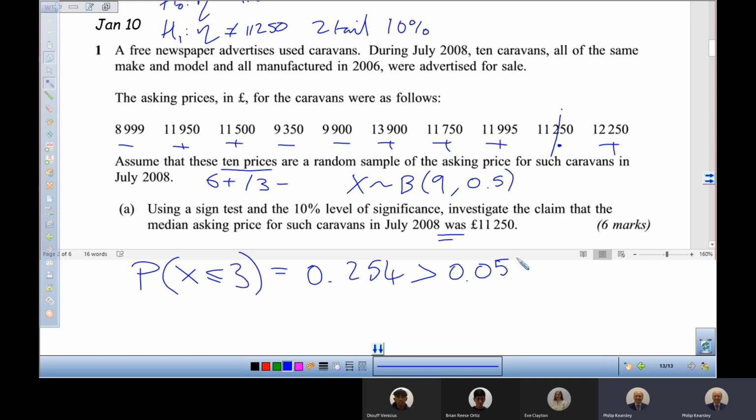We've done the left tail, we've done less than or equal to 3. That is bigger than 5%. If we did the right hand side, yes, we're going to do the same p-value, which is also bigger than 5%. 10% divided by 2 is 5%. Now we're going to get our fifth mark. So you only get the accept H0 if you compared with 5% instead of 10. Nice one.